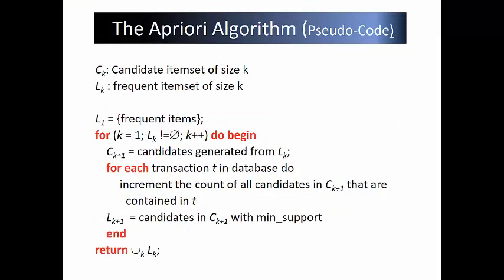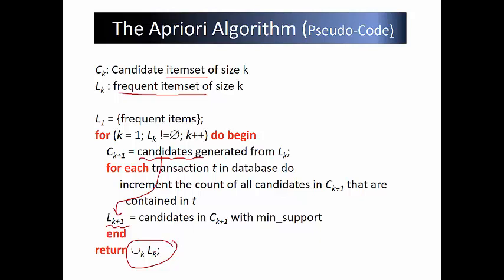The algorithm is this Apriori algorithm. We need to describe two sets of data, two item sets: candidate item sets and frequent item sets. The first phase is to create candidates. From the candidates, we need to find a frequent item set. Finally, we return frequent item sets only.